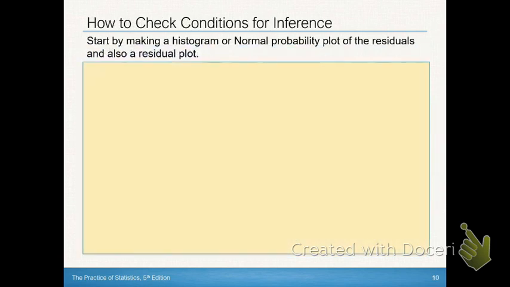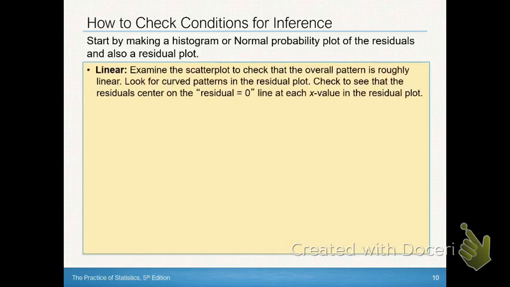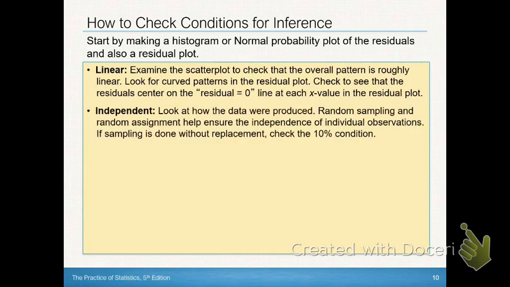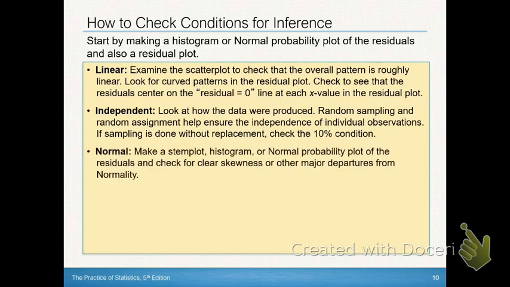So here's how we go about checking these conditions. To check whether or not your data is linear, we want to do a scatter plot and look for that linear pattern. We also want to look at the residual plot and make sure that it's a random scatter with no patterns. And we would like our values for our residuals near the center to be close to 0.